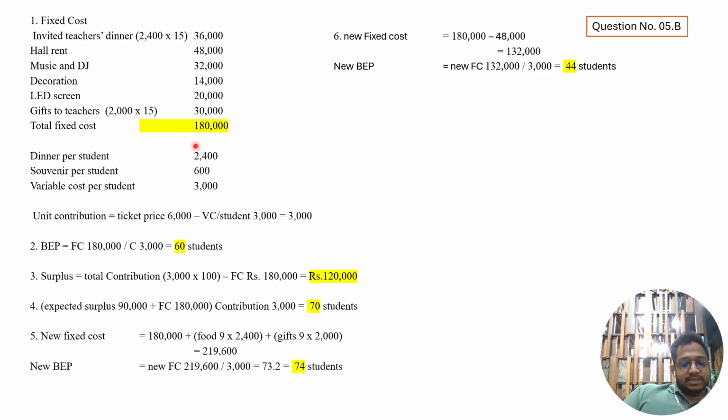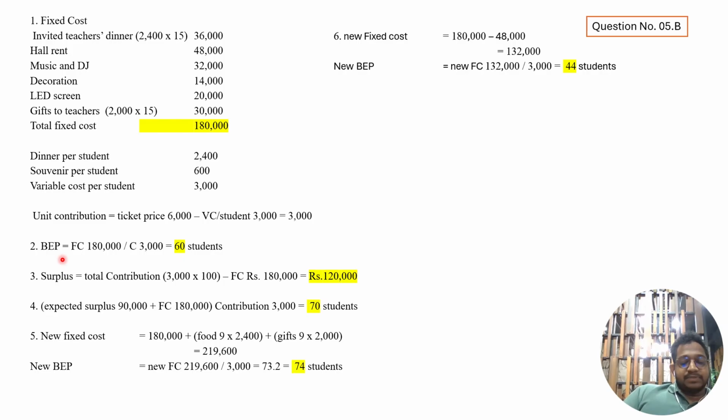And then the second thing, they're asking the minimum number of tickets that must be sold to cover the cost. So they're asking for the break-even point there. But before finding the break-even point, first of all, you have to find out the variable cost per student. So the variable cost per student is dinner and souvenir, so 3,000. Ticket price minus variable cost, you can find out the unit contribution. And if you know the fixed cost and the unit contribution, then you can find out the break-even point easily.